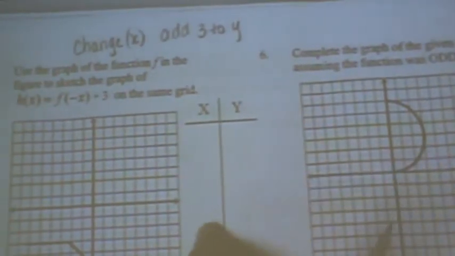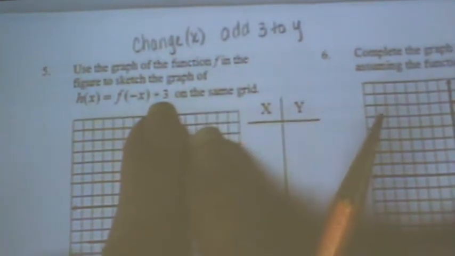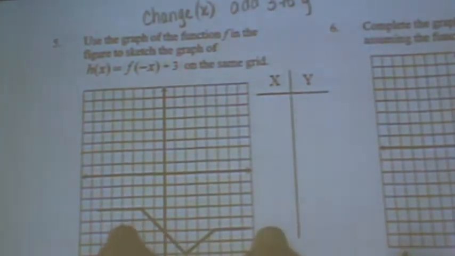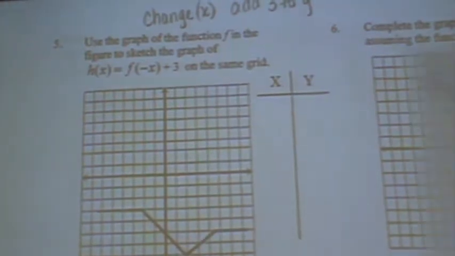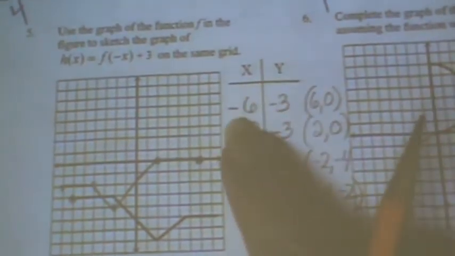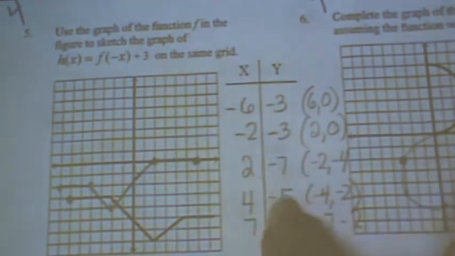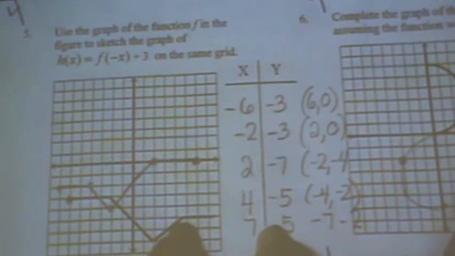Do you guys remember what this means? F negative x plus 3. This is a good review? Yeah. It means they want you to take this function right here, and what we did was we took some ordered pairs, we made a chart. To save time, I'm going to just show you here. These ordered pairs, -6, -3, -2, -3, 2, -7, 4, -5, 7, -5. These are the ordered pairs of the original function, which is that one right there.